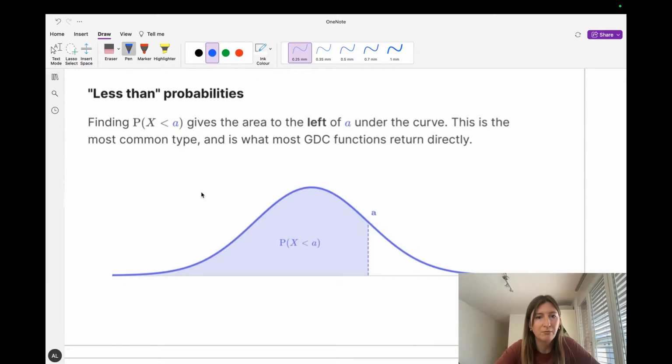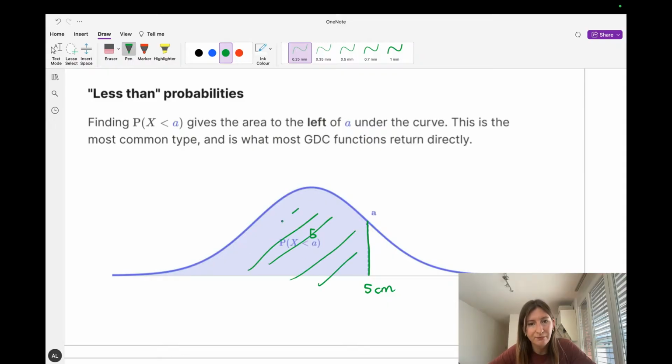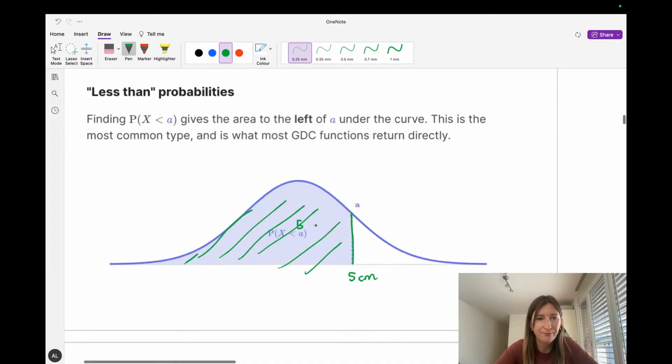Now, when we're finding probabilities that are less than a certain value, remember the probabilities are just the area under the curve. So the probability that x is less than a, let's give it a number because sometimes that helps. Probability that x is less than, let's say, 5 centimeters, is all of this area here. So when you're putting that into your calculator, what it's actually giving you is this probability, which is this area under the curve. Okay. Remember, all of them add up to 1. So we're going to be doing questions like that.